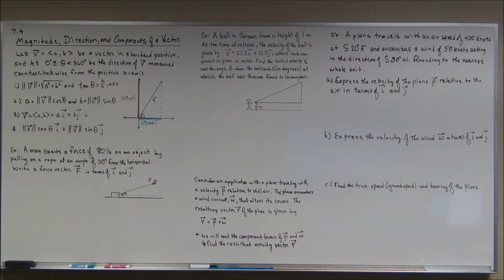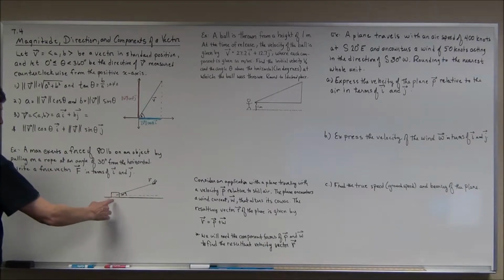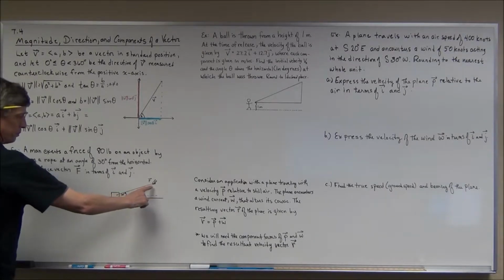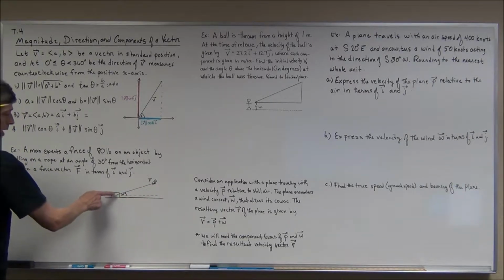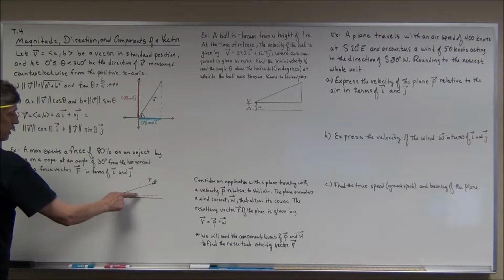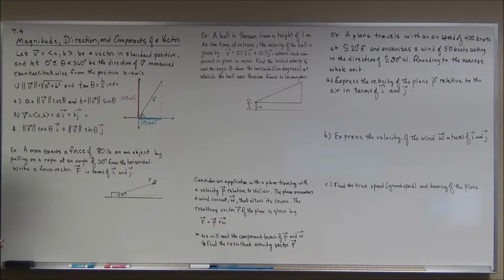Alright, now this is just kind of setting up a story problem. It's not a true story problem, just setting it up. It says a man exerts a force of 80 pounds on an object by pulling on a rope at an angle of 30 degrees from the horizontal. We're going to write a force vector that represents this in terms of i and j. So I've drawn a picture. This is the weight, and this is the rope, and those are supposed to be hands pulling at the rope, and this is the horizontal, and we have an angle of 30 degrees.